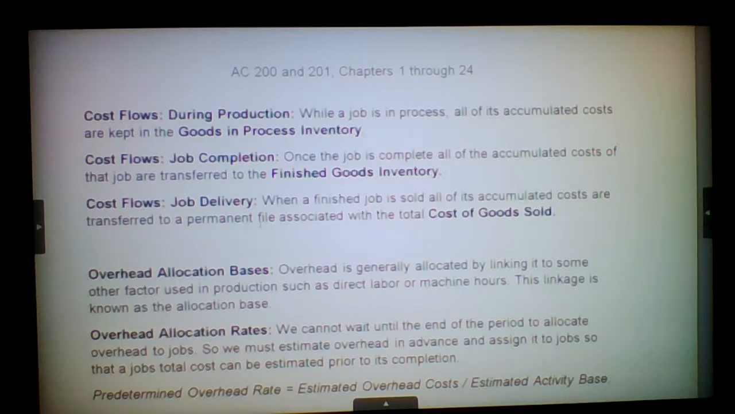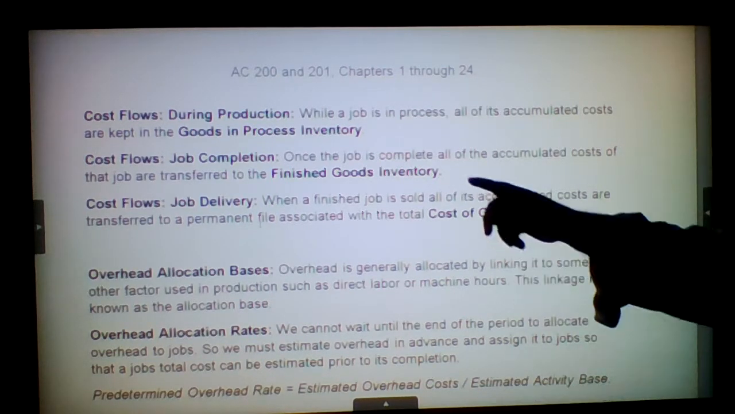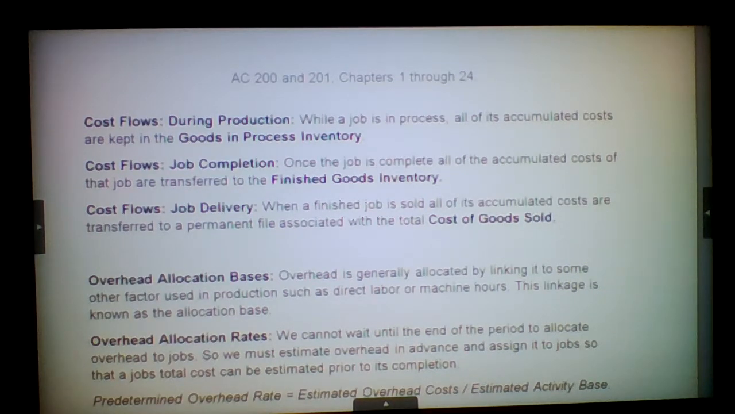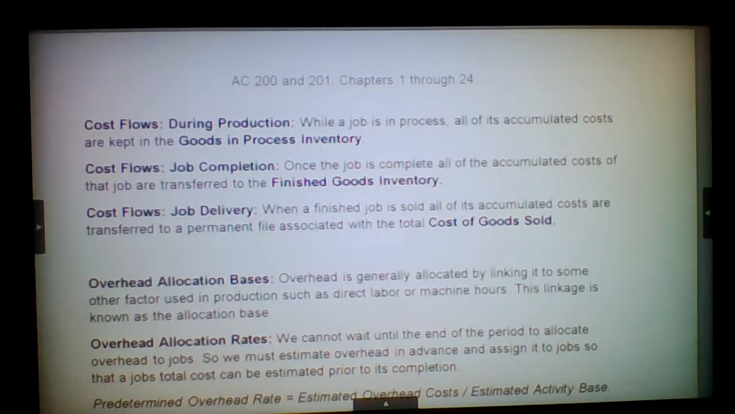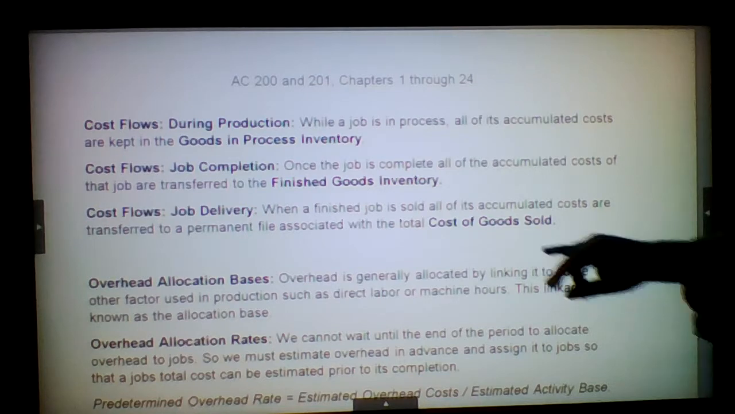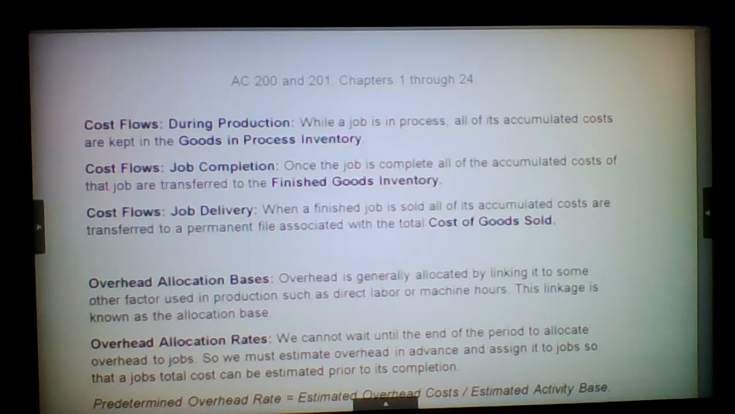Now, cost flows. Once the job is complete, all of the accumulated costs of that job are transferred to the finished goods inventory, where they will stay until you actually have a sale and the delivery takes place. When a finished job is sold, all of its accumulated costs are transferred to a permanent file associated with the total cost of goods sold. Now this comes off of your sales, which would then give you your gross profit margin.